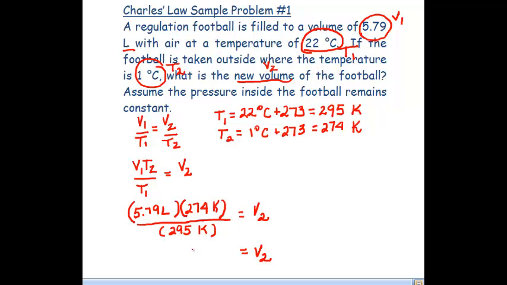So when I punch out the calculator, I get 5.40 liters. And it turns out that's 3 significant figures. There's no need to do anything else with respect to scientific notation. So that's a good answer for this first sample problem.